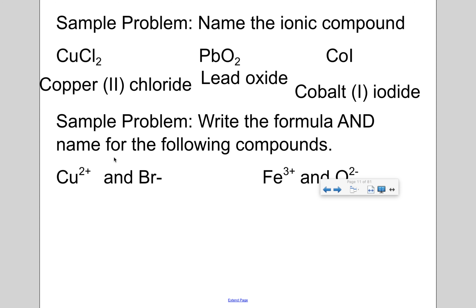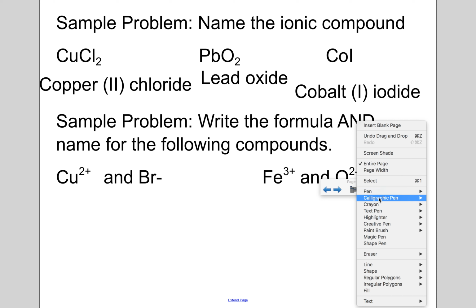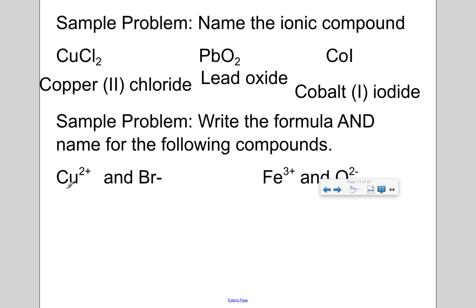Okay, write the formula and the name for the following compounds. So let's write the formulas first. Here I have a copper with a +2 charge and a bromine with a -1 charge. So +2, -1, what do I got to do? Well, I hope you're saying, hey, we need 2 bromines to cancel out the charge on this +2 charge. Now I have a -2 charge over here, a +2, and the charges will balance themselves out.